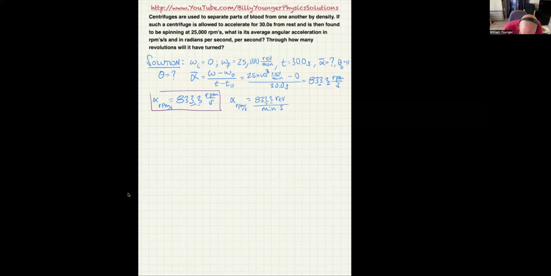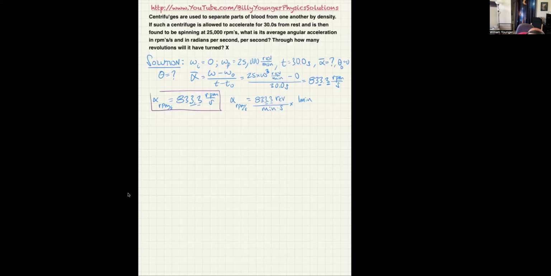Now, what I do know is I want to convert the actual minutes to seconds. So I'm going to say times 60, or excuse me, times 1 minute equals 60 seconds to any number of decimal places. And that, in fact, gets rid of this minute here.